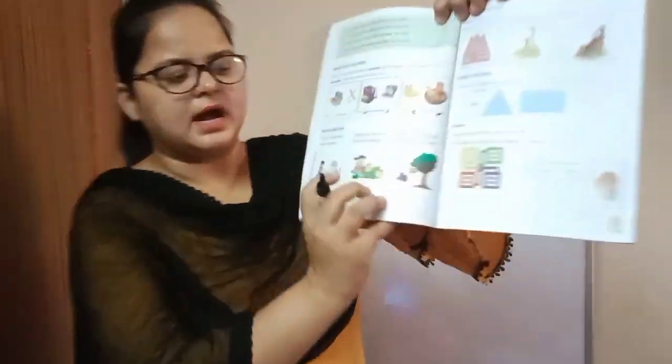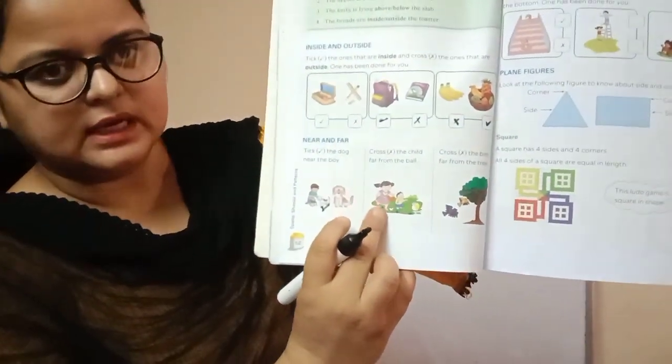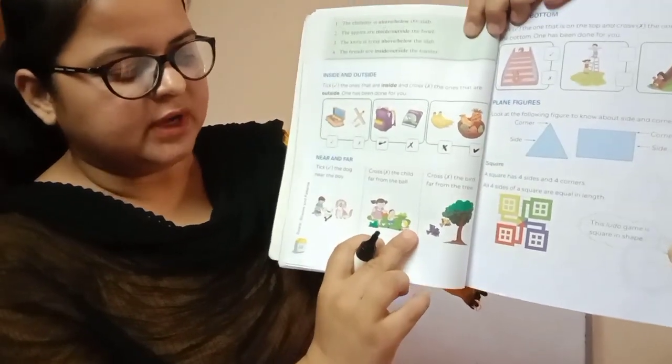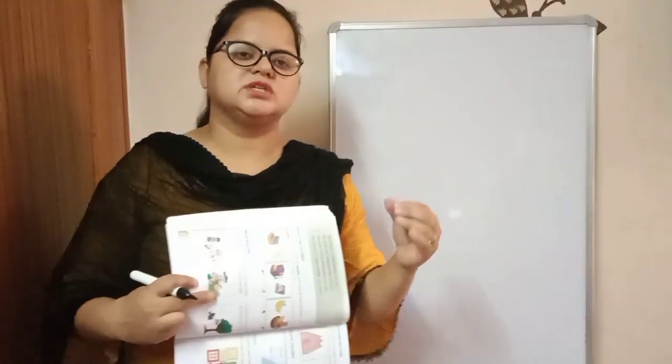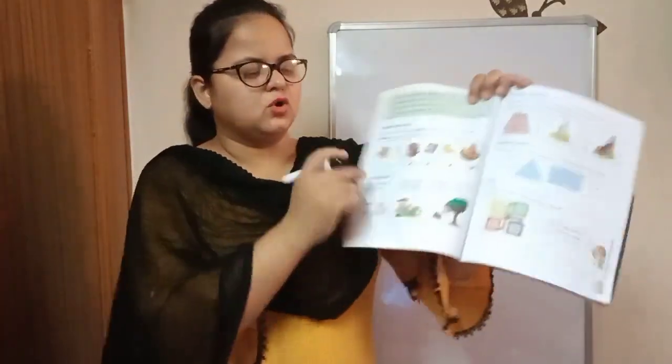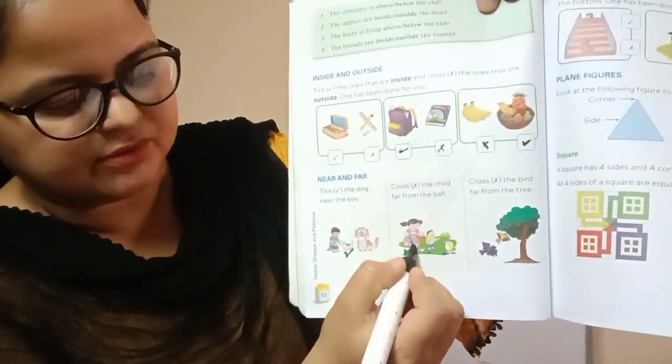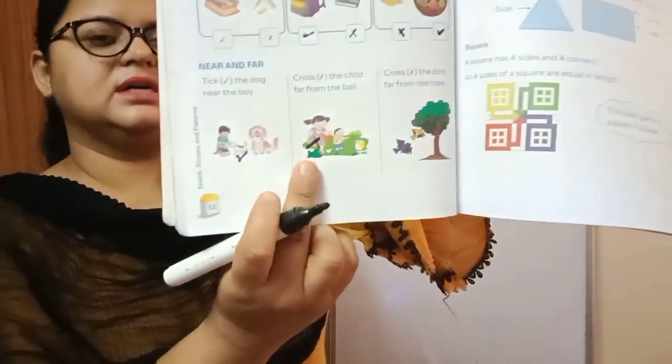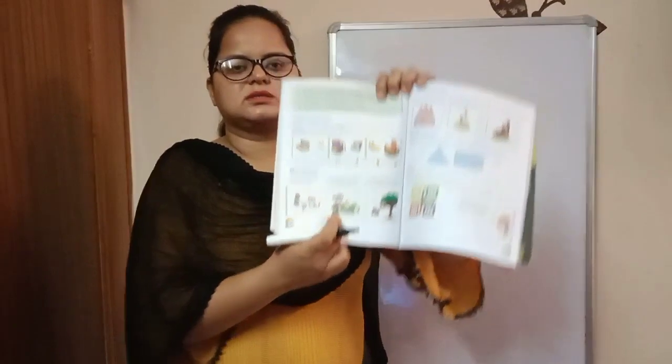The next thing is cross the child far from the ball. Here are two children and one ball. We have to cross that child which is far from the ball. जो child ball से दूर है, far है, हमें उस पर cross करना है. So on this girl child we will make a cross.